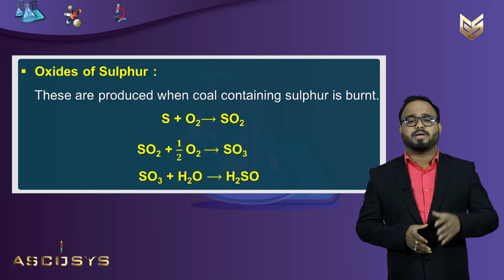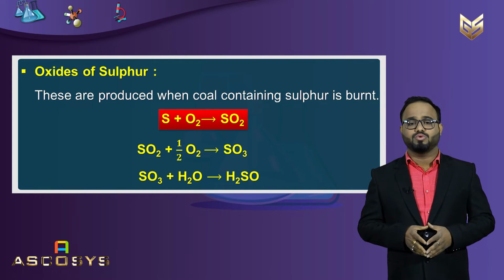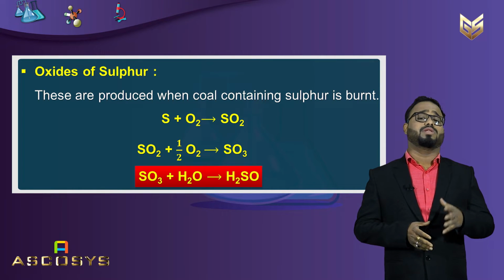Oxides of sulfur are produced when coal containing sulfur is burnt. S plus O2 gives you SO2, SO2 plus half O2 gives you SO3, SO3 plus H2O will give you sulfuric acid. It is also produced during volcanic eruptions.